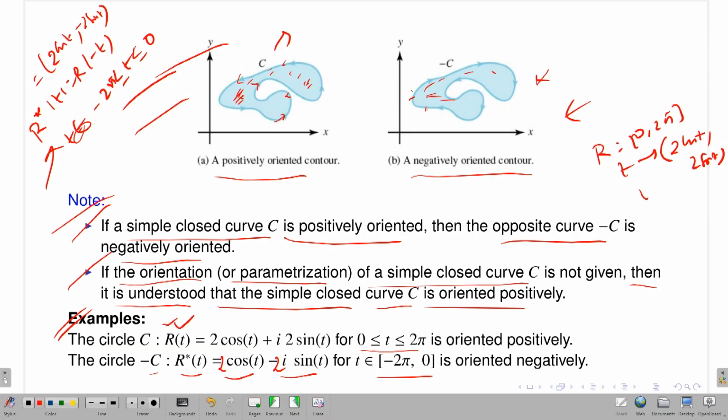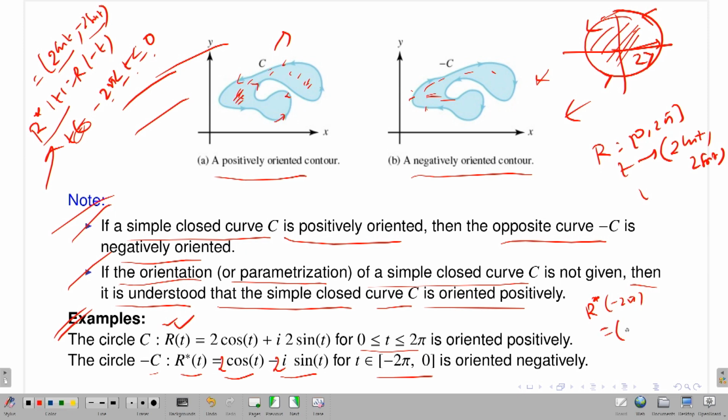Now, you can see, if this is my circle and t runs from 0 to 2 pi, you just draw a picture with radius 2. It will move in this anti-clockwise direction, as I already discussed. So, it is positively oriented, because if I move in these directions, the interior bounded domain is always on the left hand side. What about minus C? Minus C will have a parameterization r star of t, which is 2 cosine t comma minus 2 sin t, and t runs from minus 2 pi to 0. Now, if I put t equal to minus 2 pi here, what will happen? What is the value of r star of minus 2 pi?